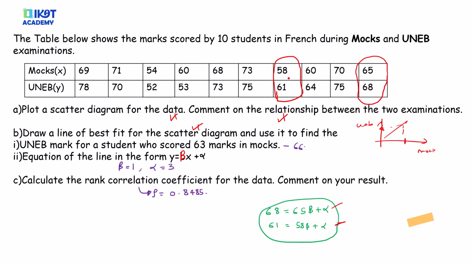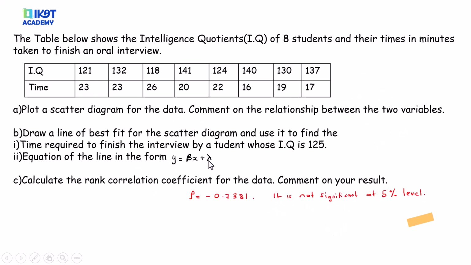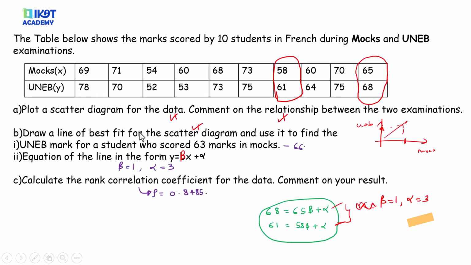So I just substitute here, because here the value of x is 58. You see me putting here 58. The value of y for the adjacent is 61. I put here 61. So I have two equations. When I solve them simultaneously, I get the value of beta as 1 and the value of alpha as 3. So that's how I substitute this into this formula, and I have that.